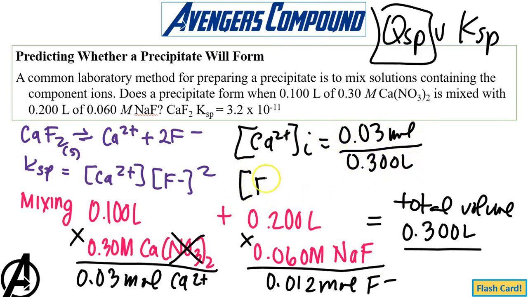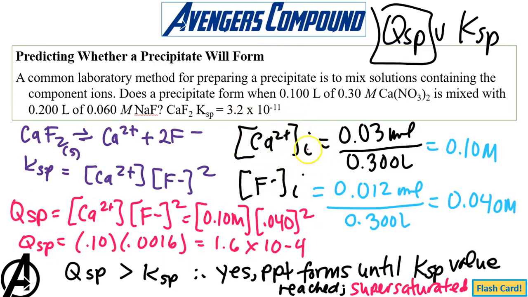I'm going to do the same thing with F minus to get my initial amount. So I get my initial amount of Ca2+. Again, it's 0.03 divided by 0.300 liters, and I get 0.100 molar. I do the same thing for F minus. I get 0.012 moles divided by 0.300 liters, and I get 0.040 molar, okay?